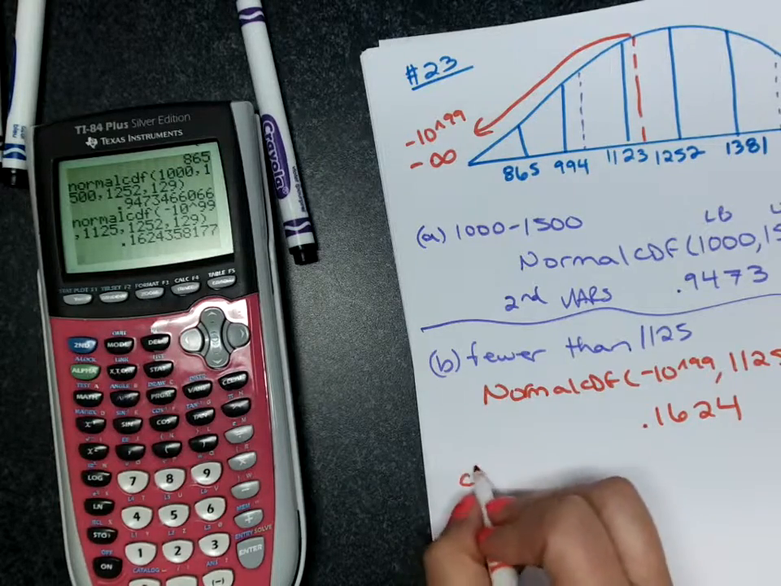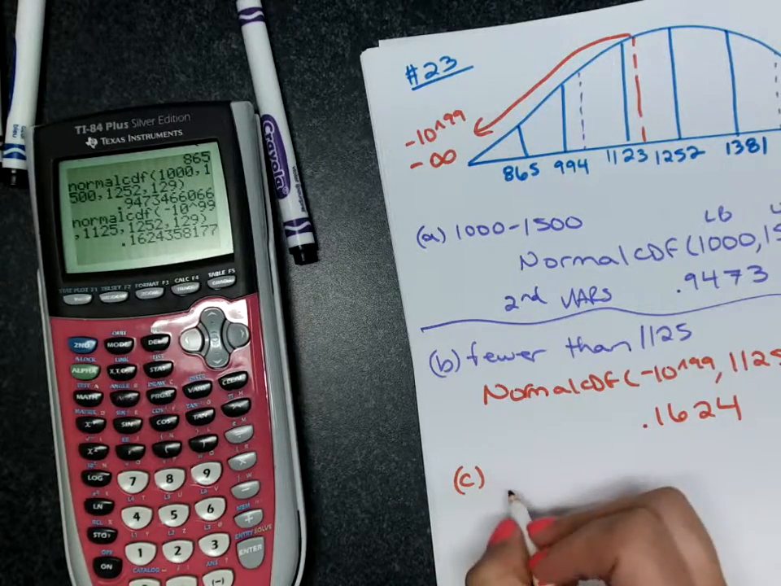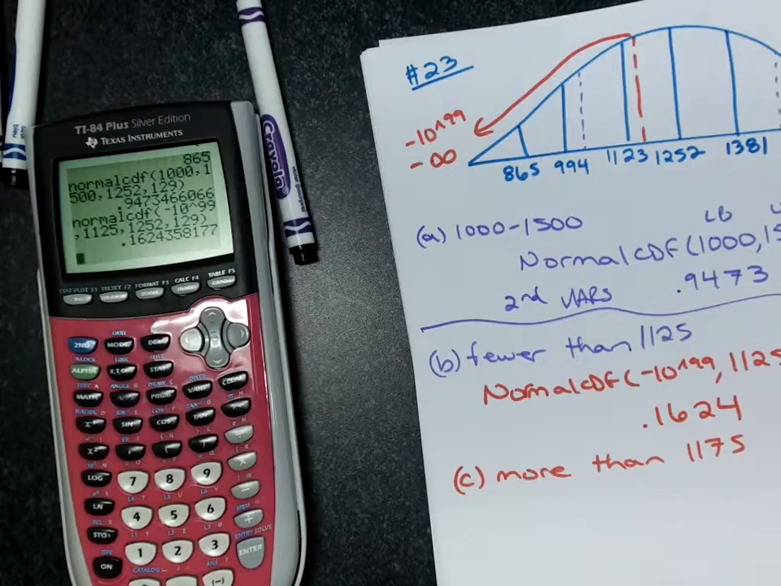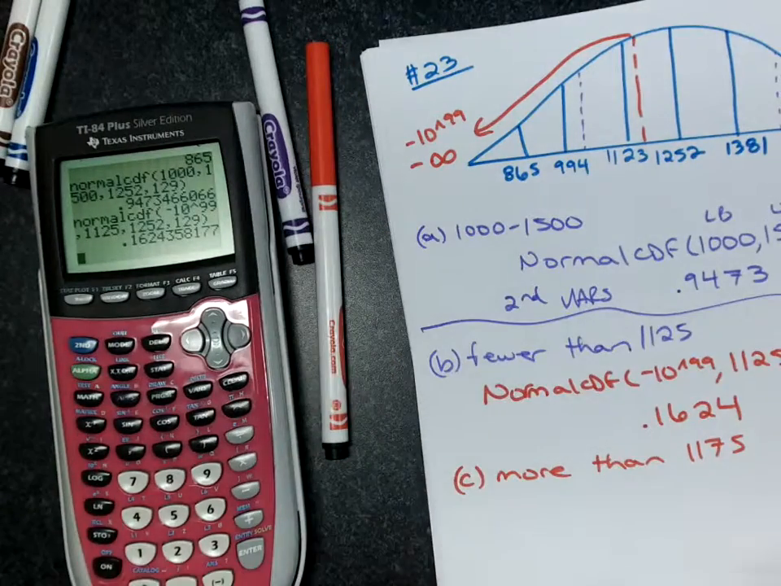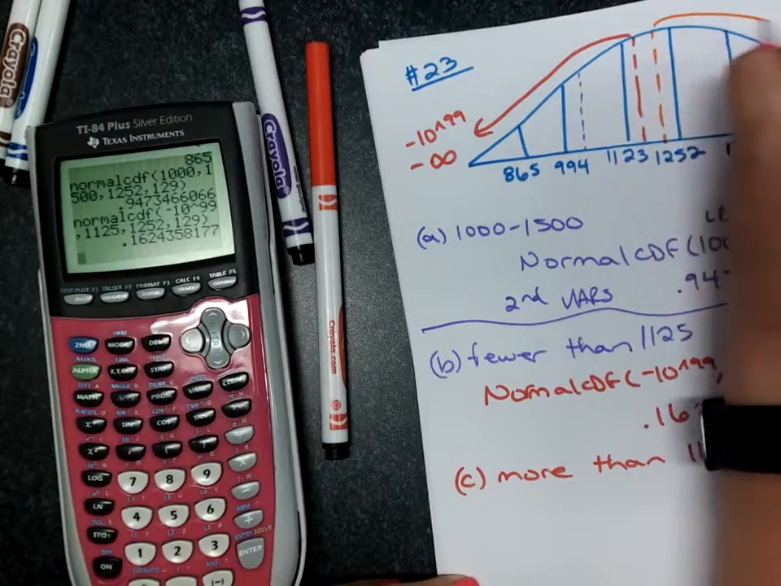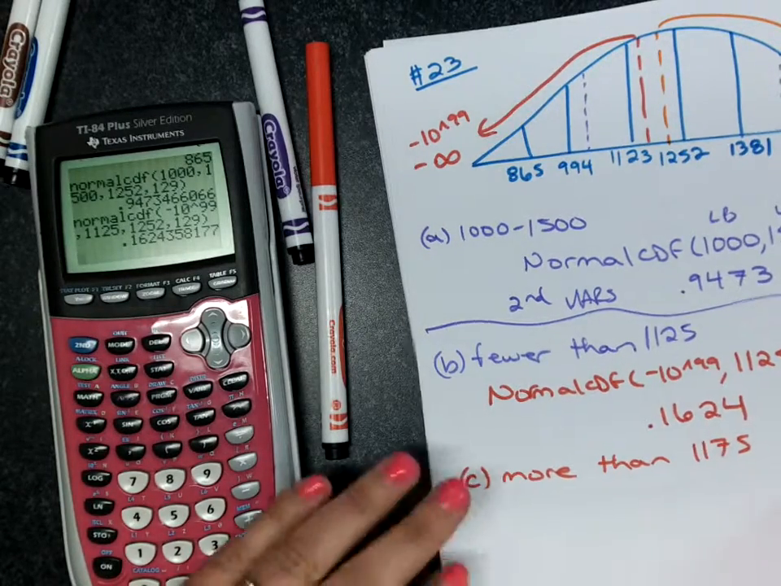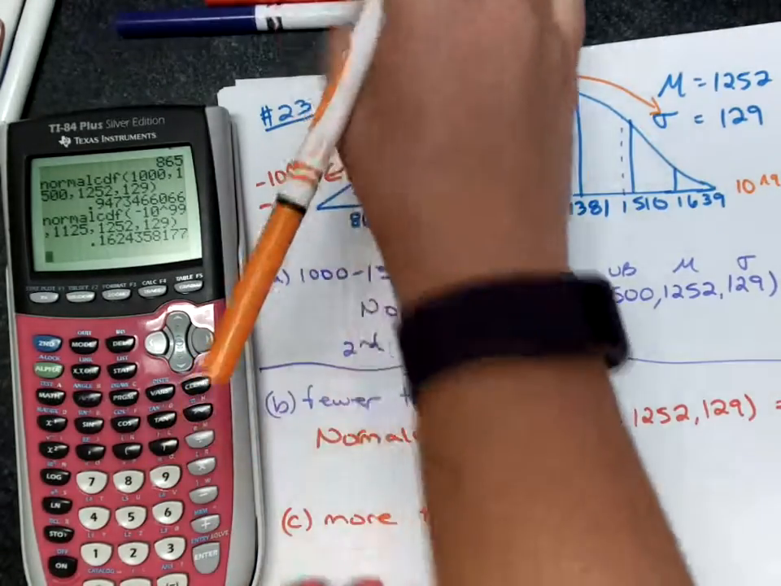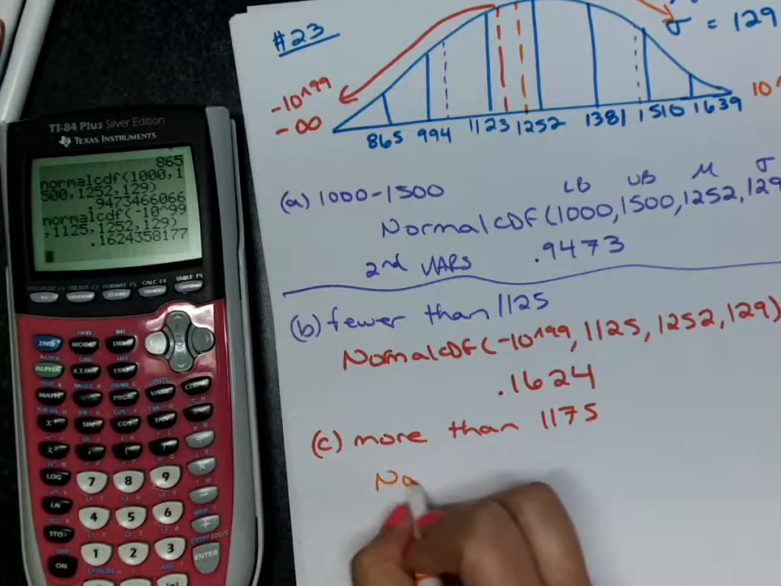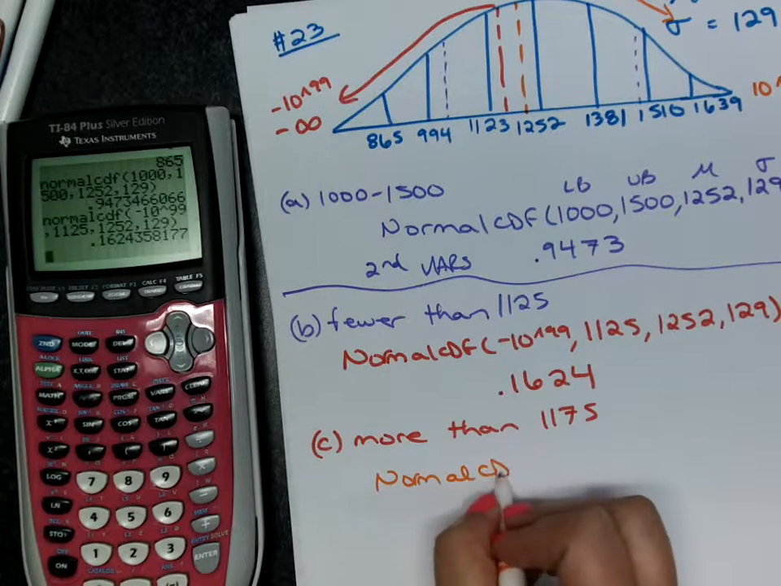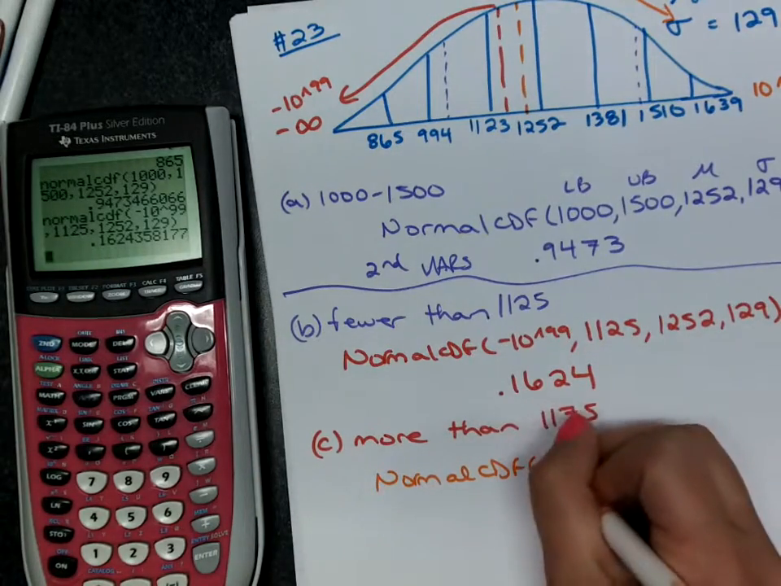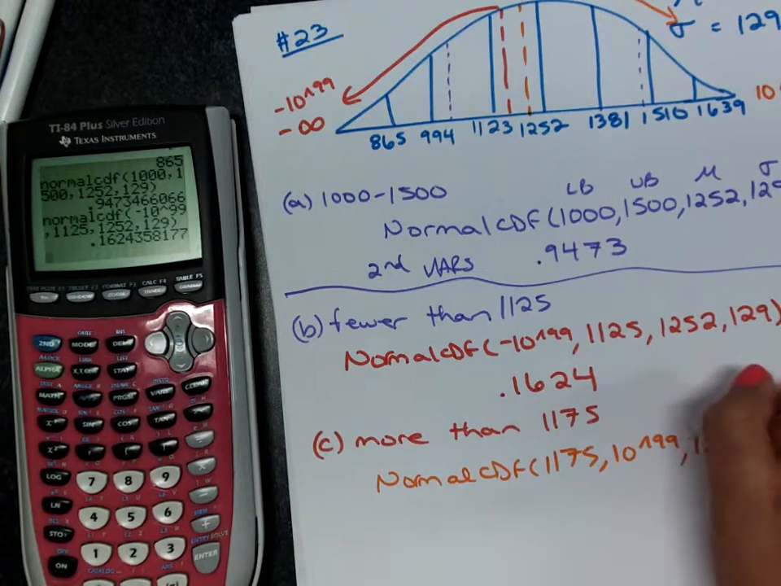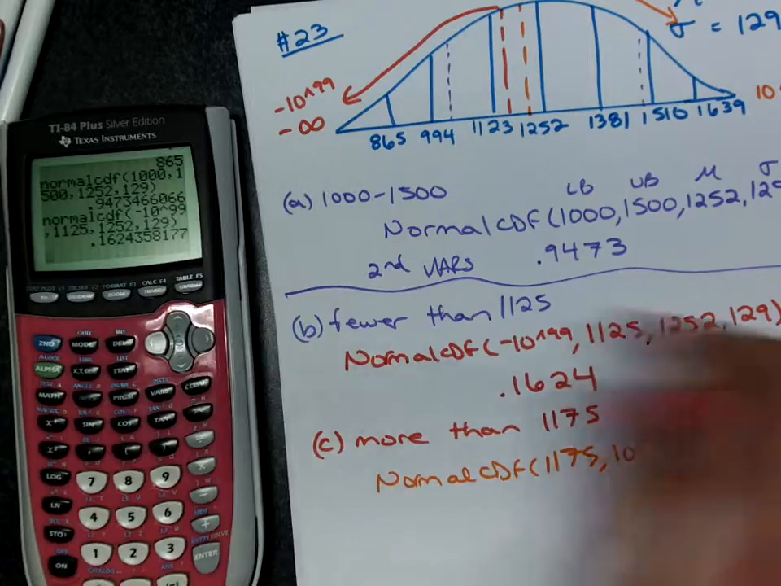Part C says more than 1175. This time more than, so 1175 is somewhere in here. More than that would be anything to the right, all the way up to the top, which is positive infinity. So this time we do normal CDF. Our lower bound this time is our target value, 1175. Our top value is positive infinity, the same mean, and the same standard deviation.